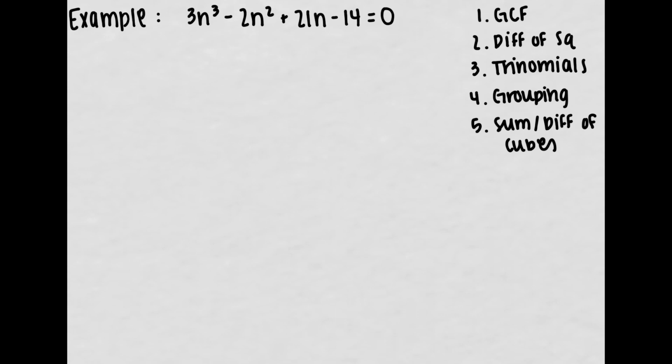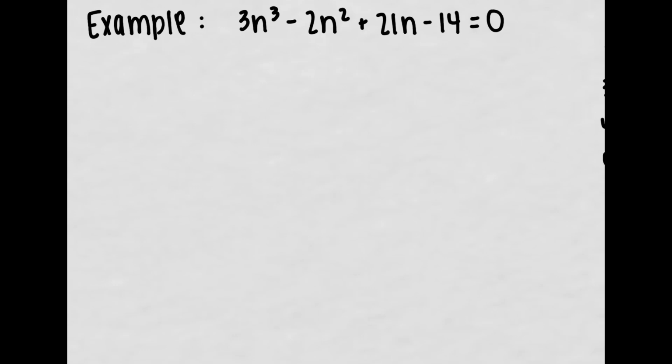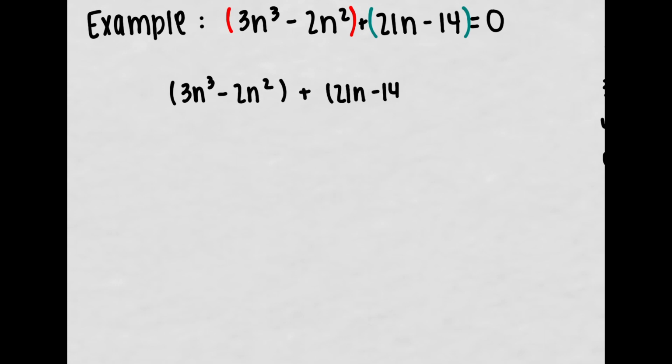Now when I look at this, I start with GCF. I can't pull the same number or variable out. This isn't difference of squares. It's also not a trinomial, but I can factor this by grouping. So I'm going to group my first 2 terms together as well as my last 2 terms together. So I now have 3n cubed minus 2n squared plus 21n minus 14.